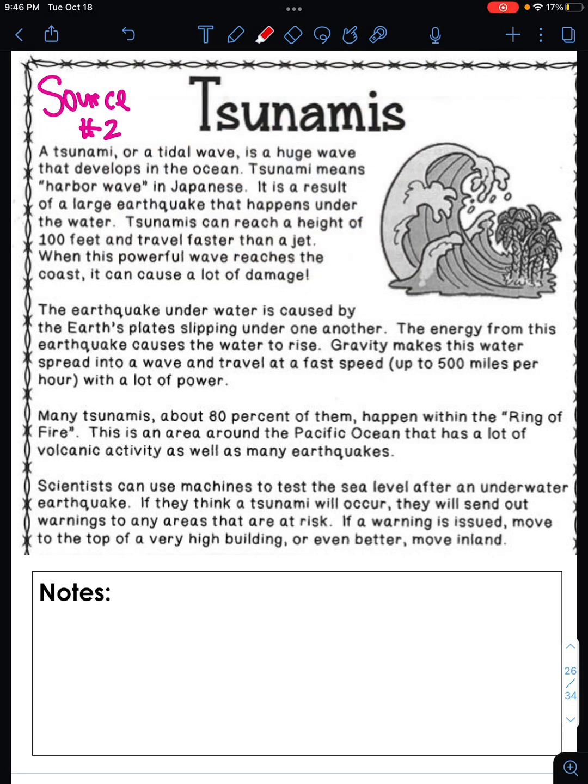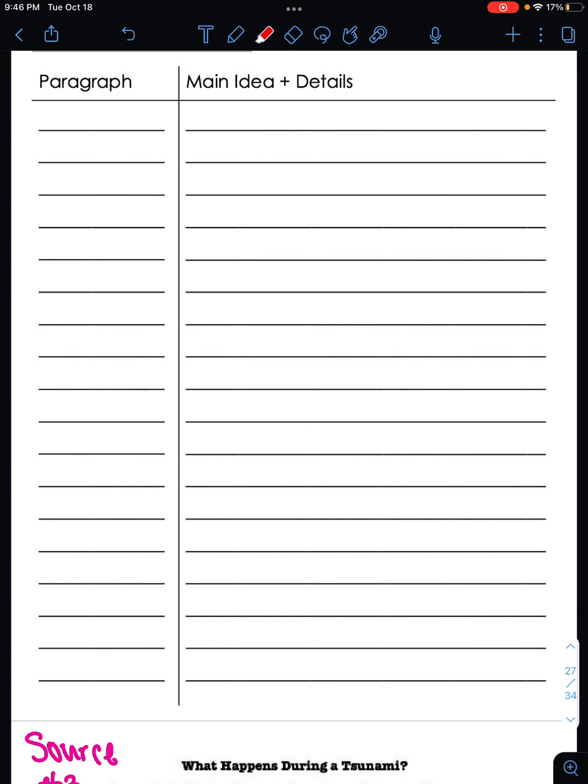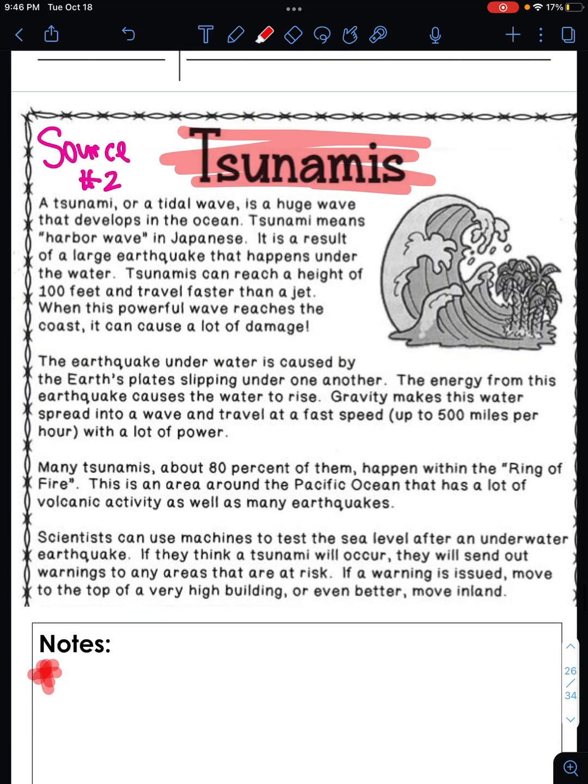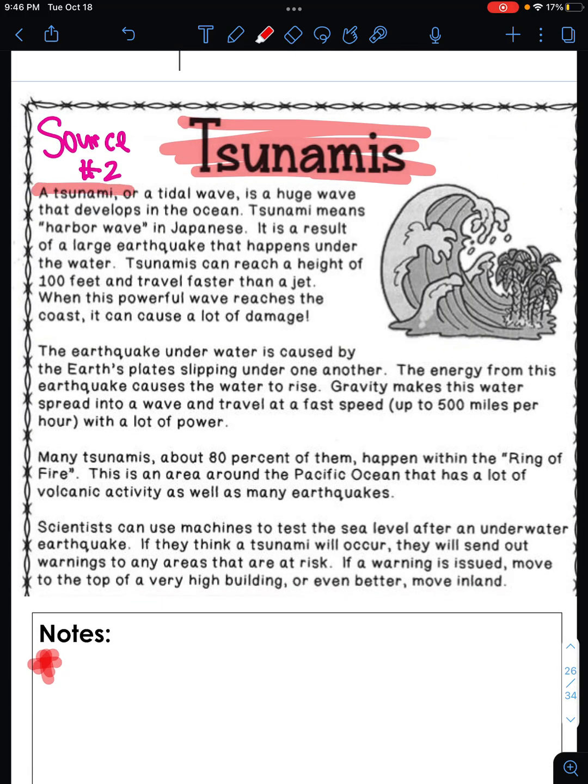For source number 2, again, we're talking about tsunamis. Okay, you can take your notes here. And then there's also this area where you could take your notes. Okay, your paragraph, and then your main idea and your details. Okay, a tsunami or a tidal wave is a huge wave that develops in the ocean. Tsunami means harbor wave in Japanese. It is a result of a large earthquake that happens under the water. Tsunamis can reach a height of 100 feet and travel faster than a jet.